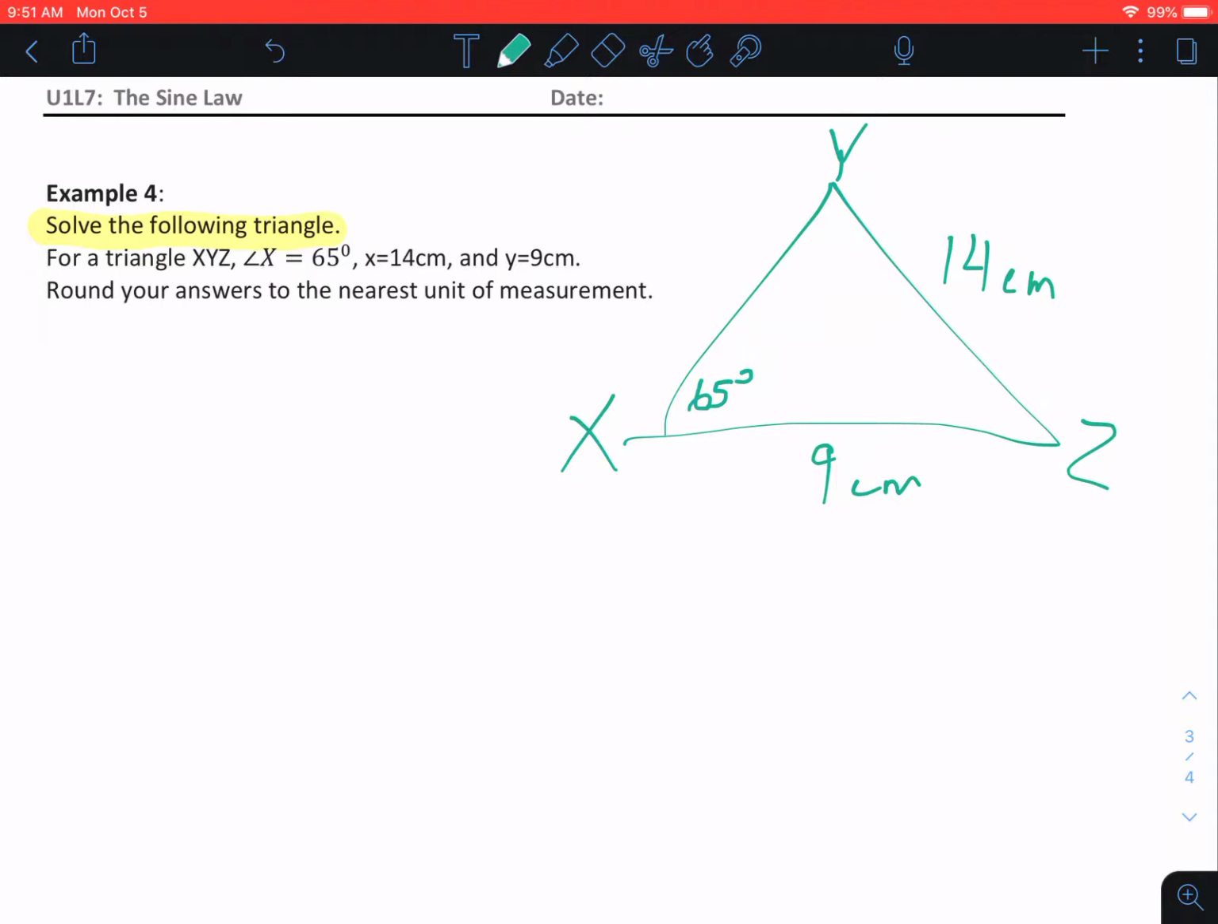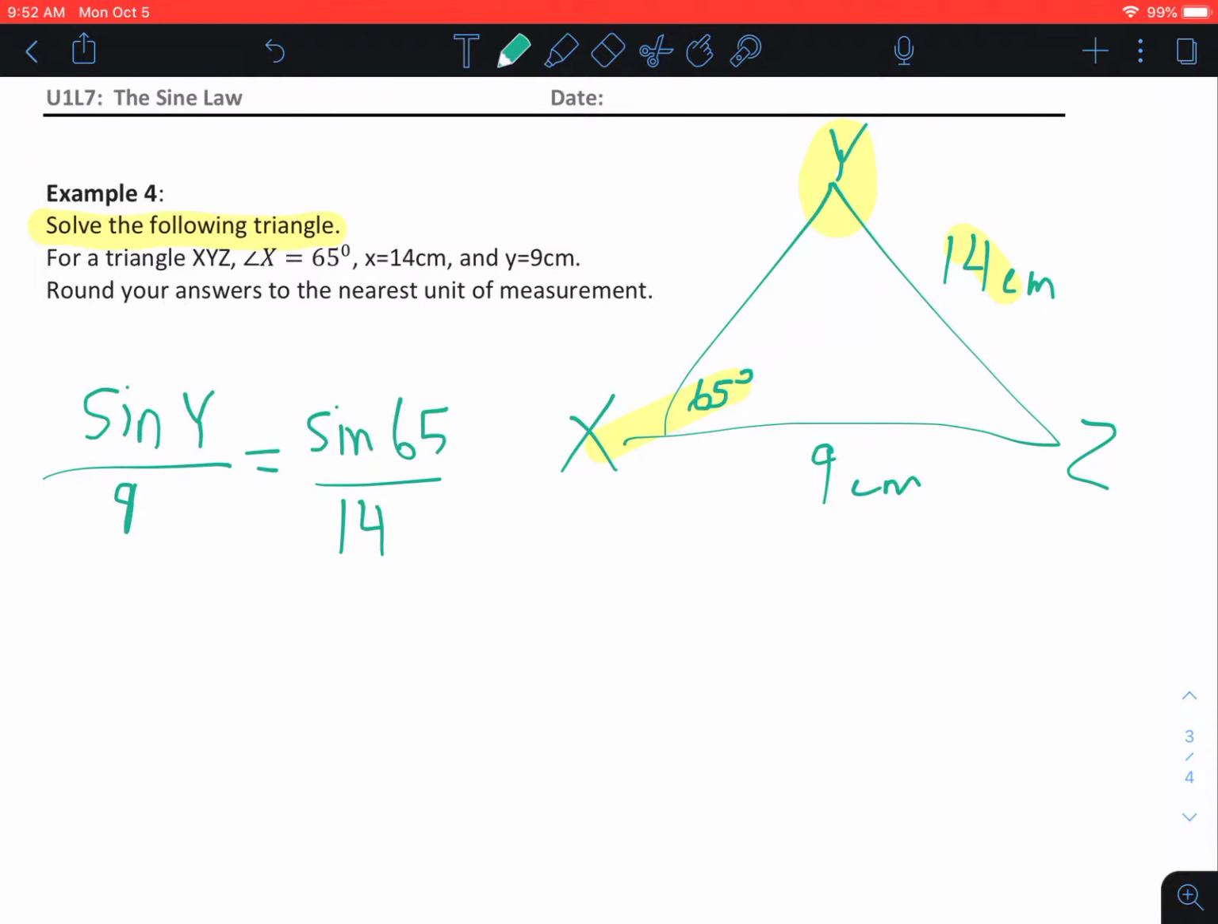All right, we first have to see what's given. We want to have an angle and a side, and for angle X we have 65 and side X we have 14, so I'm going to use that in my ratio. Now let's see if we can find angle Y. We're going to do sine Y over the length of side Y, which is 9 centimeters, and that's going to equal sine of 65 degrees over 14.